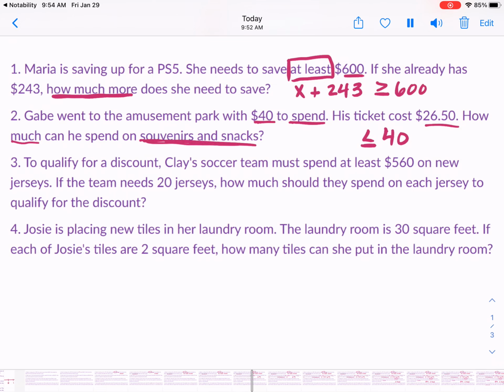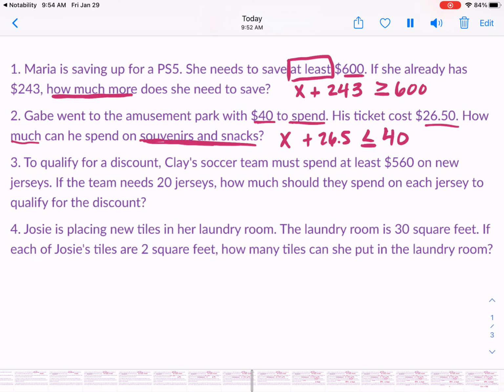So this is very similar to the first one. We want to know how much more he can spend. So something, this is going to be souvenirs and snacks, plus $26.50, sorry, has to be less than or equal to 40, because 40 is how much money he has. He could spend exactly 40 because he has that $40, but it'd also be fine if he spends less than that.